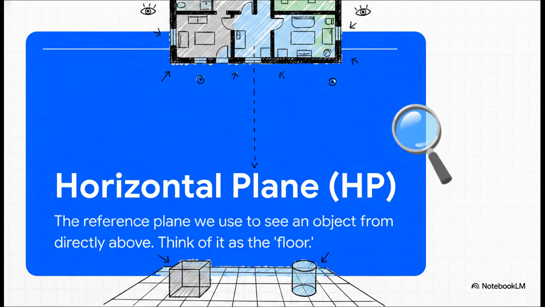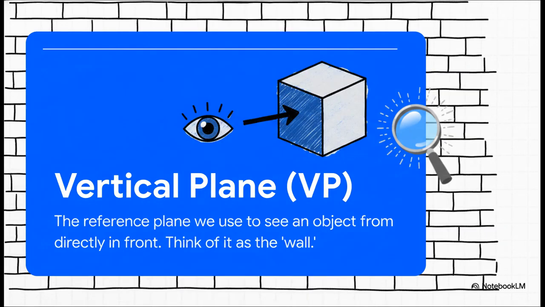So our first reference, the floor, is what we call the horizontal plane, or HP for short. This is the surface that gives us our bird's eye view, what we see when we look straight down on something. And the second one, our wall, is called the vertical plane, or VP. This is the surface that lets us see the object head-on, from the front, as if we're looking straight ahead.